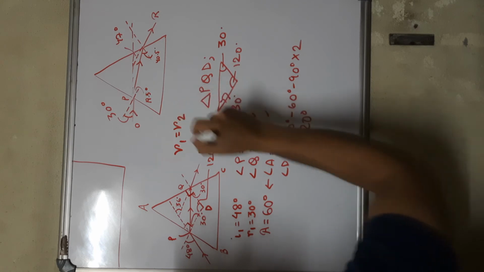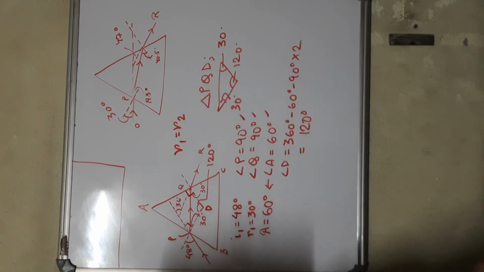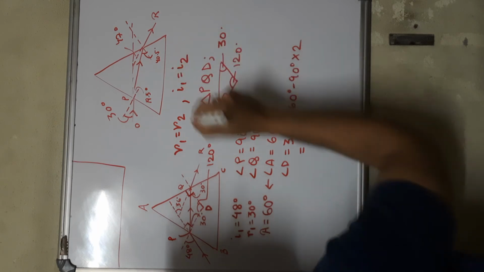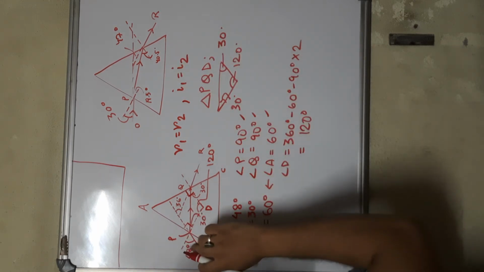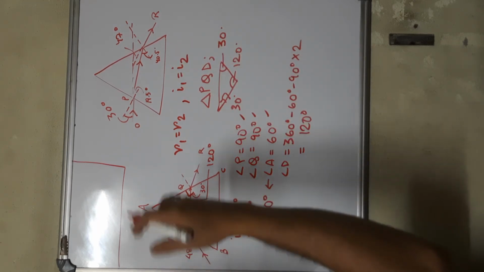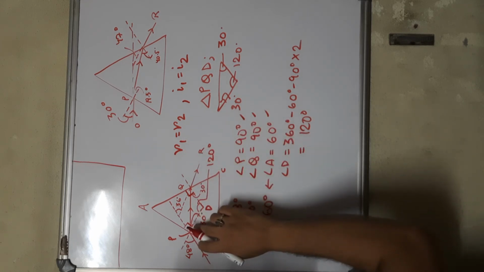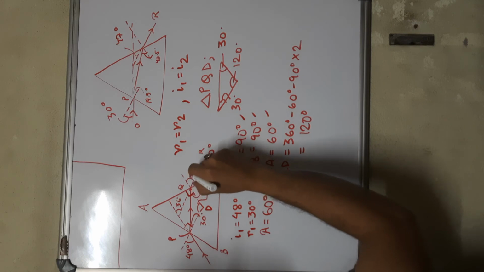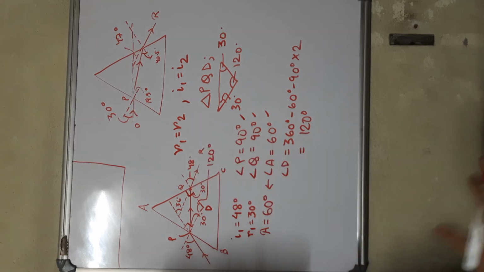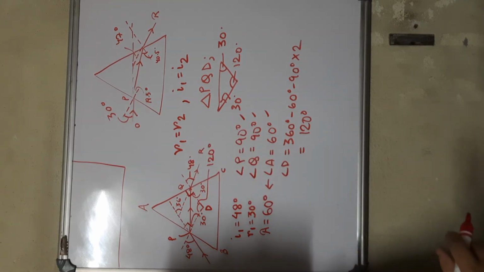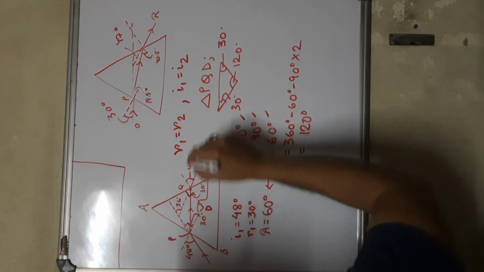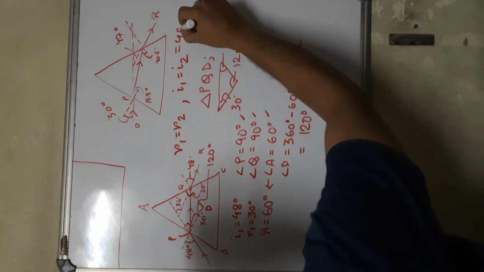So from here we can say by the principle of reversibility of light that I1 is equal to I2, because if 48 degree incidence at this side gives a refraction angle of 30 degree, and we get the same refraction angle at the second surface, that means the light will also come out at 48 degree. That is what we get from the reversibility principle. So now we know I1, I2, which is equal to 48 degree.